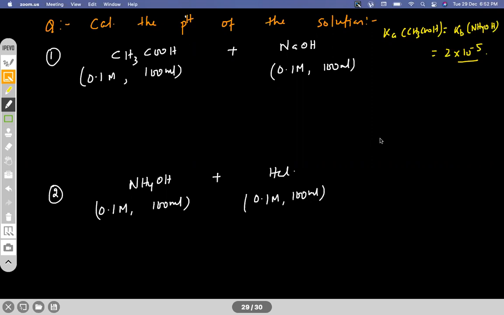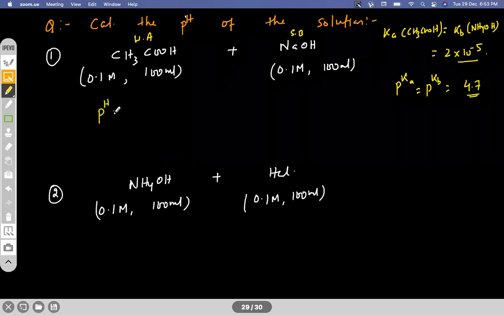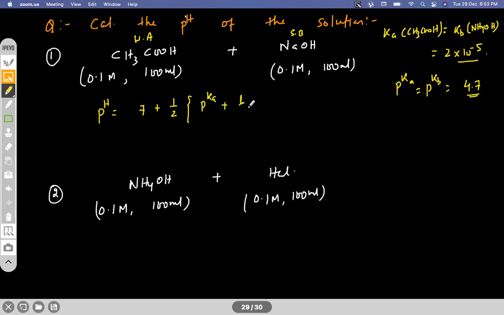Okay, the first one you see, first of all, you tell me the pKa and pKb value. If you calculate this pKa and pKb value, it will be same, 4.7 you will get. It is a case of weak acid and a strong base. See, the number of millimoles of this and millimoles of this is equal. So complete neutralization is there. It is 10 millimoles, 10 millimoles equal, right? So pH we know for weak acid, we know the solution is basic. So pH should be more than 7, 7 plus half of pKa plus log C.